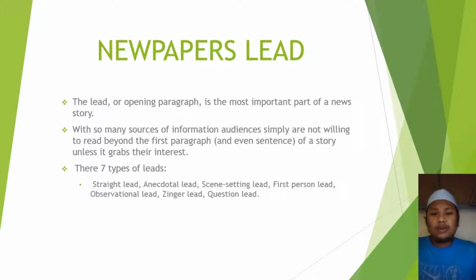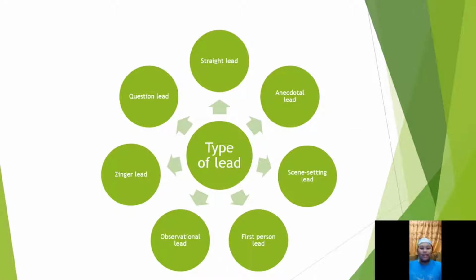To make the story more interesting, we must create some powerful leads. And then there are 7 types of leads. There is straight lead, anecdotal lead, scene setting lead, first person lead, observational lead, zinger lead, and question lead. I will explain about the 7 types of the leads.